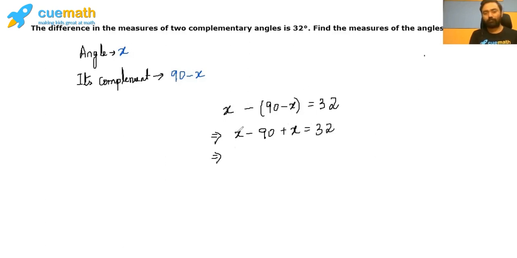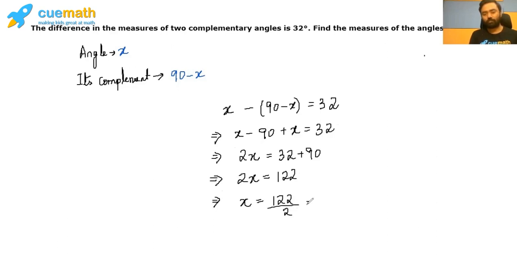On the left hand side, if we combine the two x, we'll get 2x, and we transpose 90 to the other side, we get 32 plus 90. So in the next step, we get 2x equals 122, or x equals 122 over 2, which is going to give us 61.